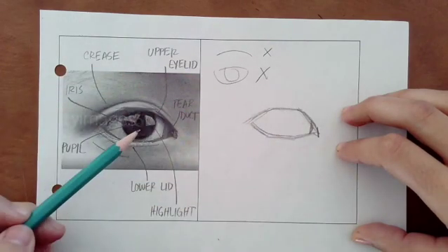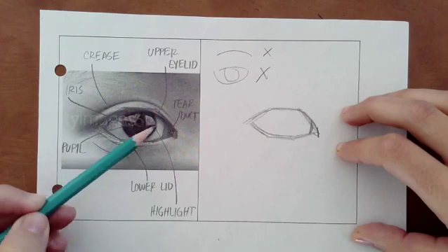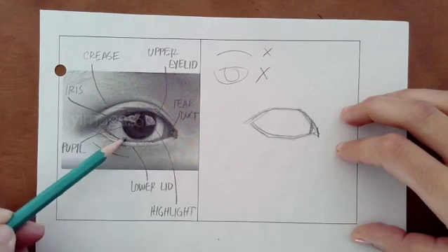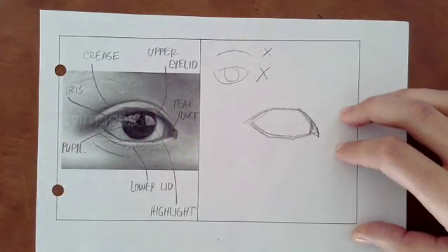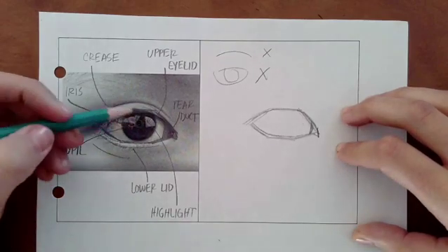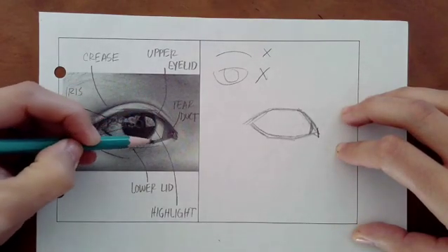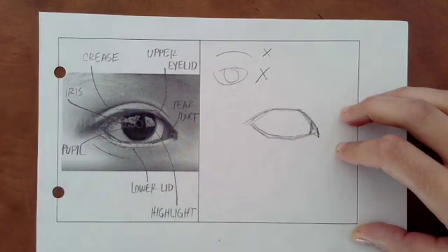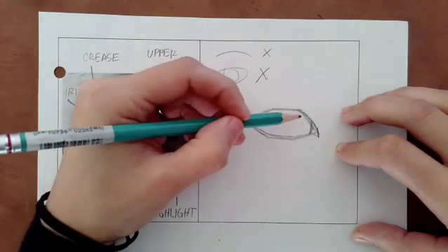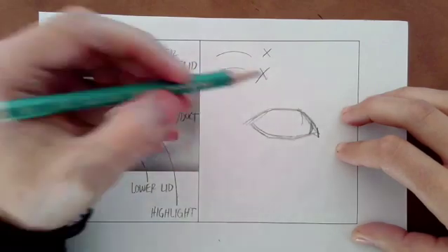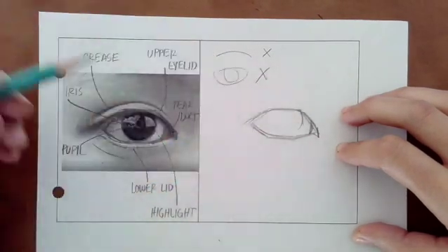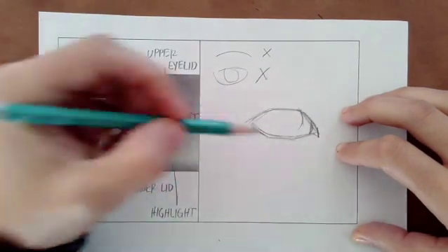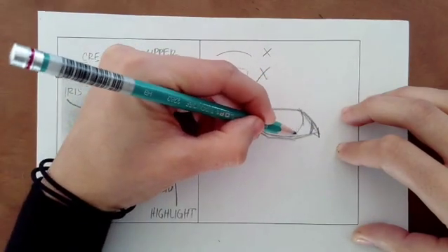So looking at how much exactly of this circle is cut off, and also looking at the negative shapes on either side of the iris. So looking at this white of the eye as a shape, and this white of the eye as a shape, will give you the right shape of the iris every time. So instead of thinking about drawing the iris, I'm thinking about drawing the negative shape.